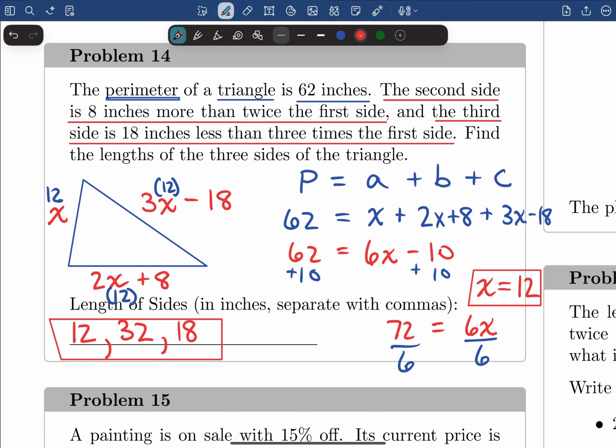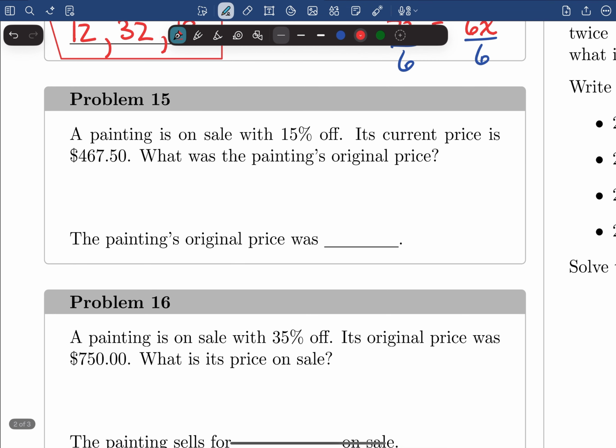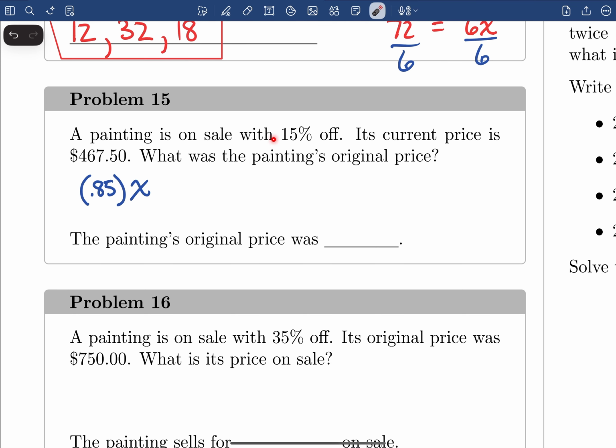Moving forward to problem number 15. A painting is on sale with 15% off. Its current price is $467.50. What was the painting's original price? Great. You can create a little equation. It's pretty fast. So if we take x, the painting's original price, and multiply it by, well, 0.85. And you might ask, why 0.85? Well, 15% off of 100% is 85%.